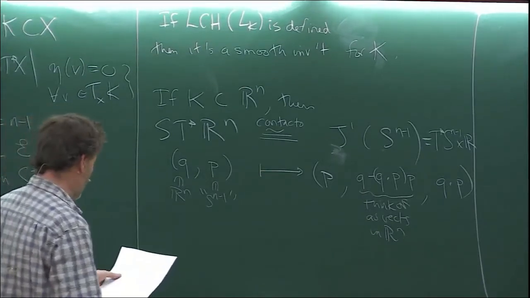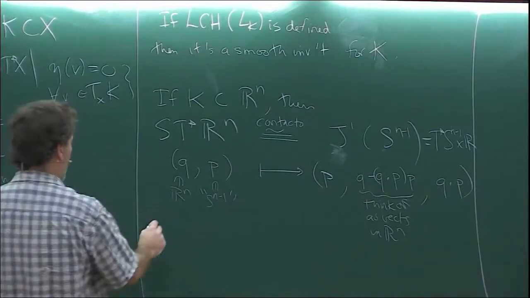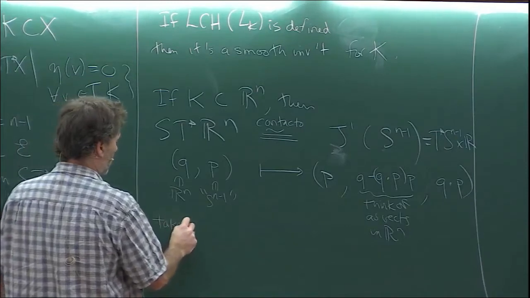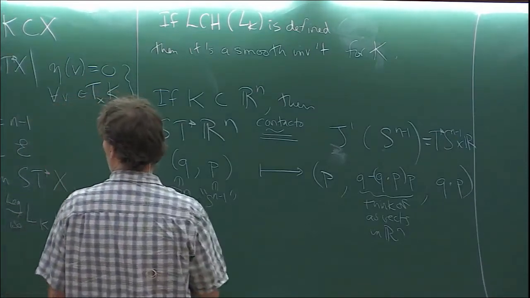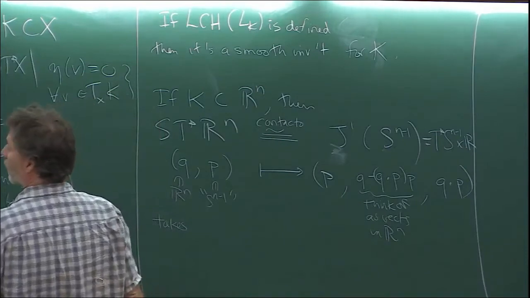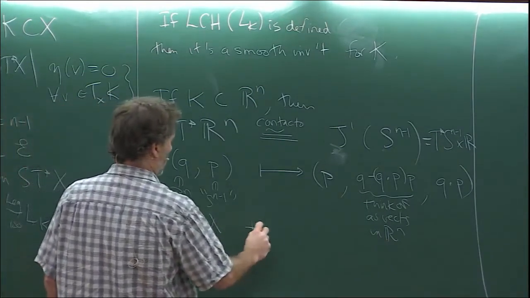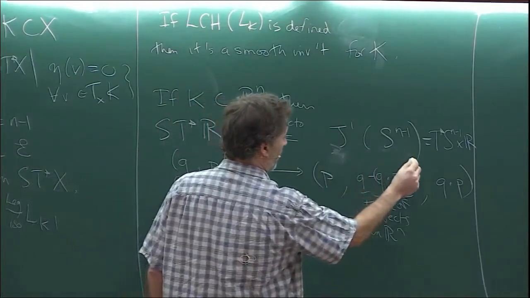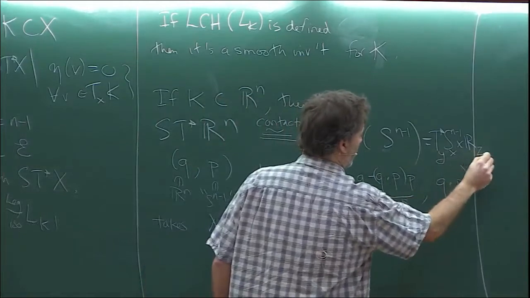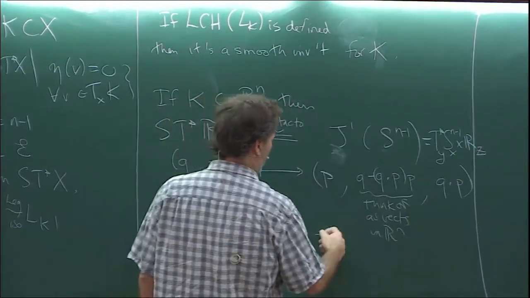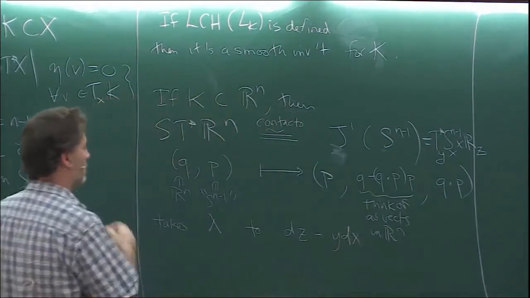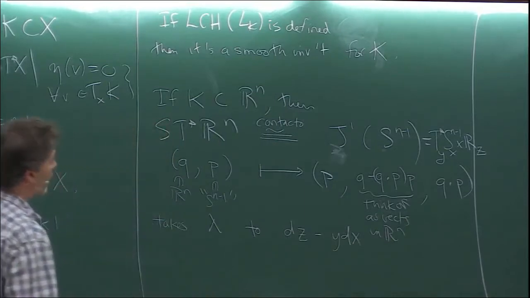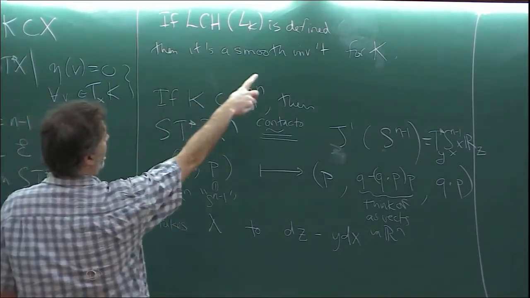So this actually, not only is this a compactification, but this takes the standard Liouville form, what was I calling it, lambda, to dz minus y dx. Again, I'm going to use coordinates x, y, and z, local coordinates, the coordinate system we've been using. Okay, so in particular, if it's defined, then it's a smooth invariant.